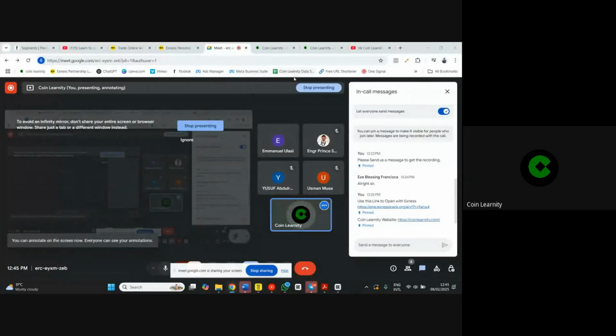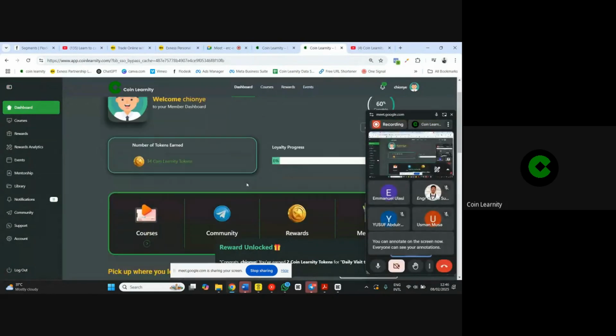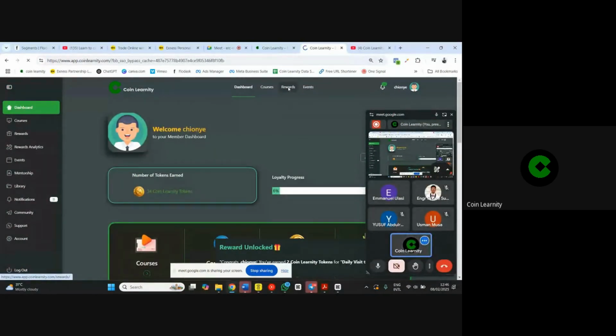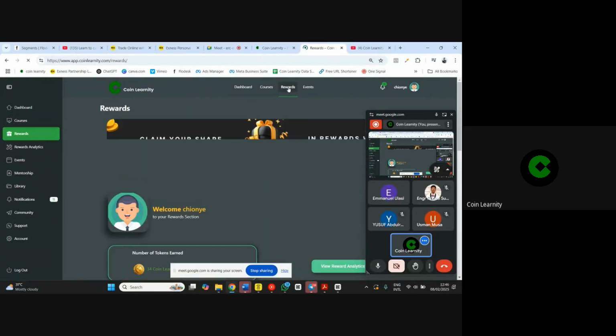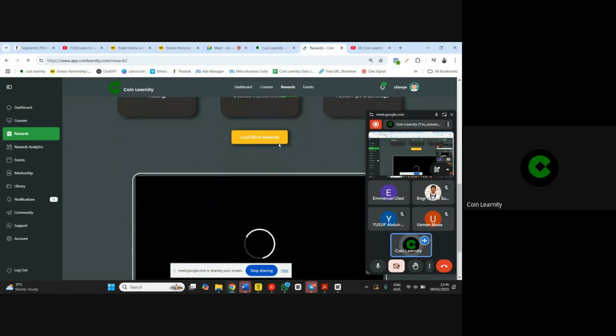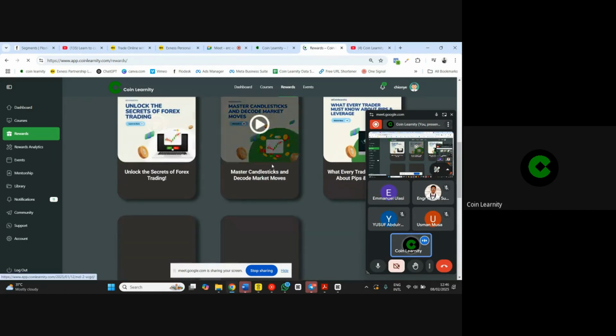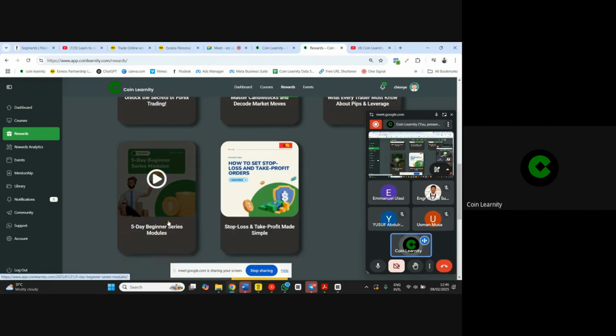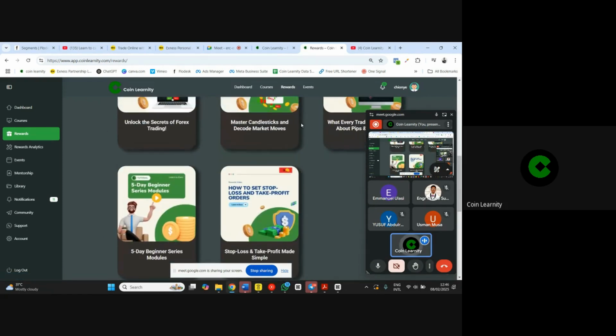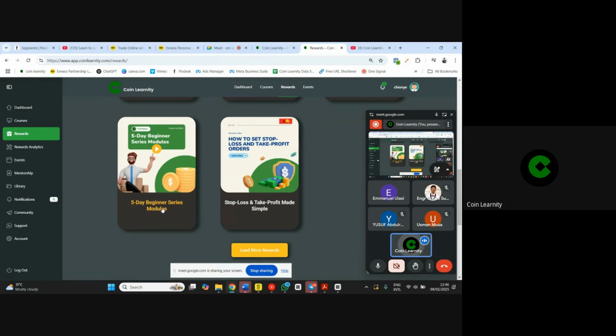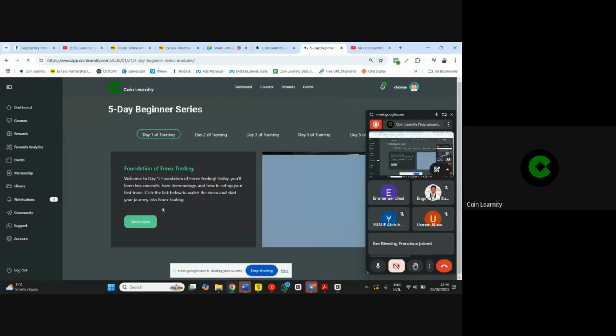Okay, so once you log in, quickly come to the rewards section. It's loading. And when you come to the rewards section, you load more, you will see something here. You can also watch these videos. These videos are free for you. But basically, when you click on the rewards here, you will see the 5-day beginner series. So you can click on it for you to watch the 5-day beginner series.